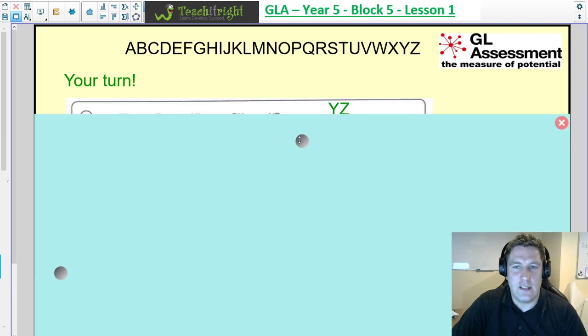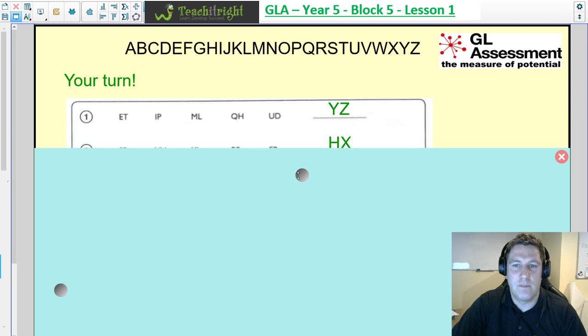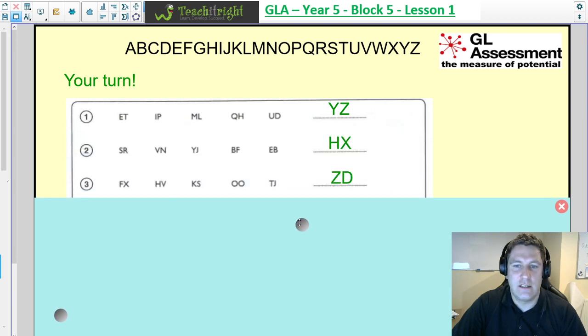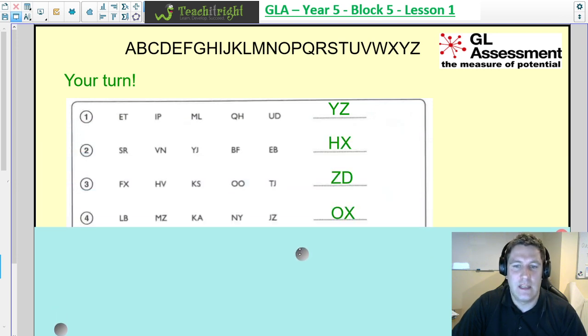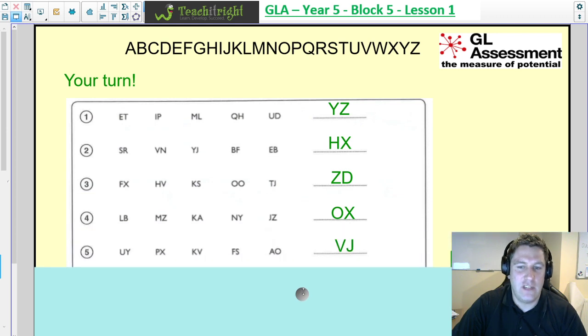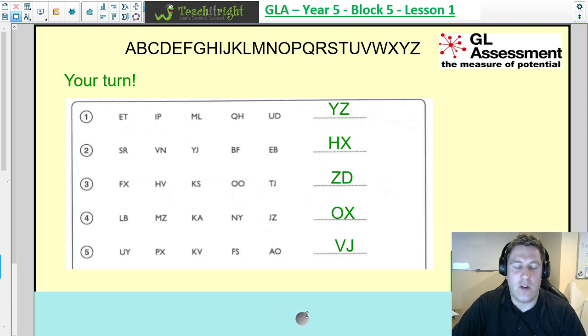So these are the answers. So we've got YZ, HX, ZD, OX, VJ, and those are your 5 answers to those double letter series or those code sequences. One question that we do want to have a brief look at with you is question 4.